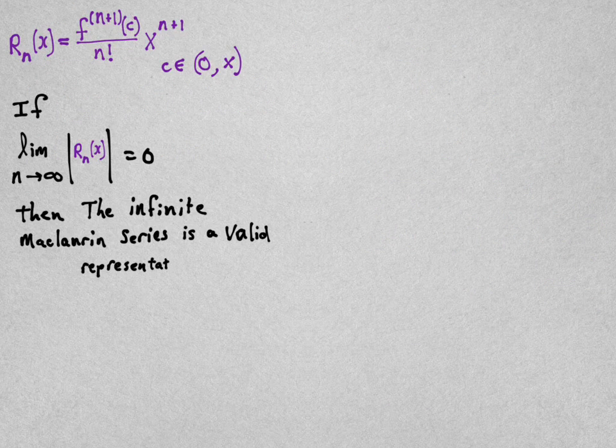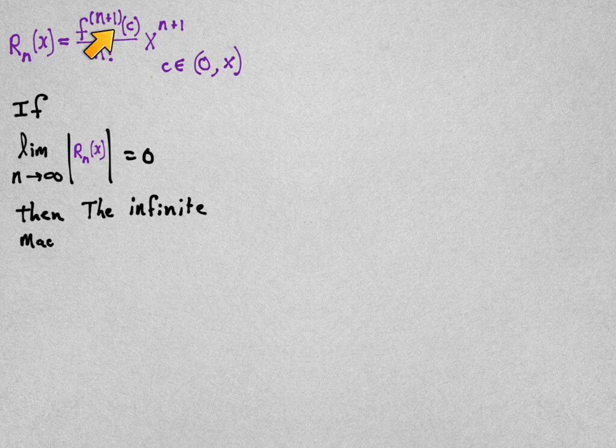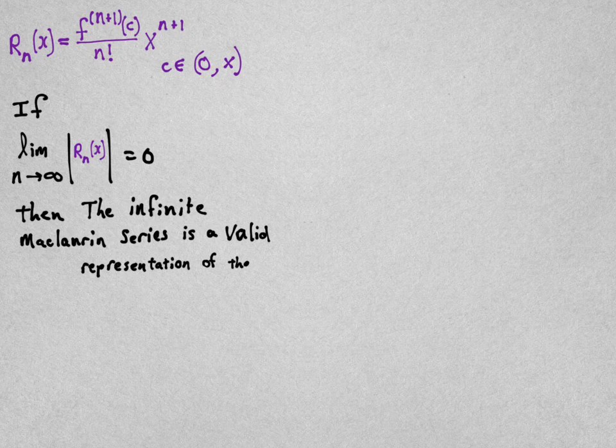Now, in some Taylor polynomials, there are certain values of x that are unacceptable. They won't give you a total approximation for the function. But if we can take the limit of our error function, and that error becomes 0 eventually, that essentially says there is no more error between your polynomial and the actual original given function. So this is an ideal situation. So the infinite Maclaurin series is a valid representation of the function for all values of x in the real numbers.